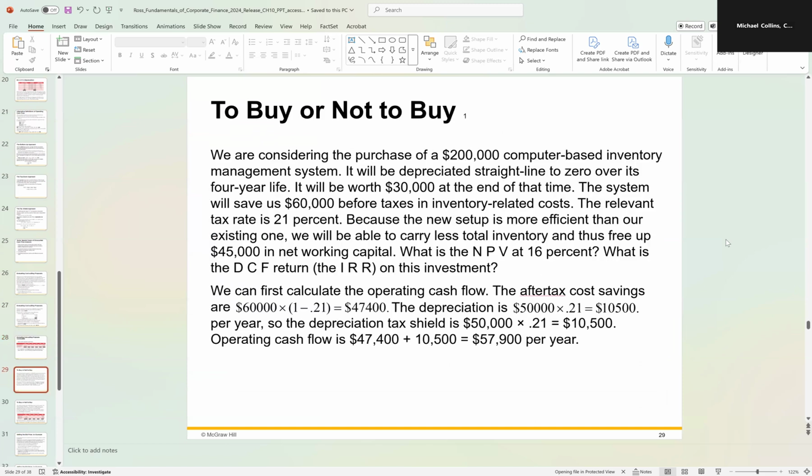To buy or not to buy? Consider a $200,000 computer-based inventory management system. The system will save 60 grand before taxes. The relevant tax rate is 21%. Once you have all the data here, this is giving us an NPV at a discount rate of 16%. So first, the after-tax cost savings is 47,400. Depreciation is 10,500 per year. So the depreciation tax shield, just breaking that down again, is 10,500. Operating cash flow is 47,400 plus the 10,500 per year.